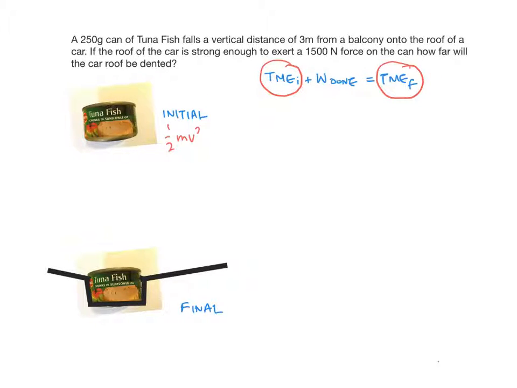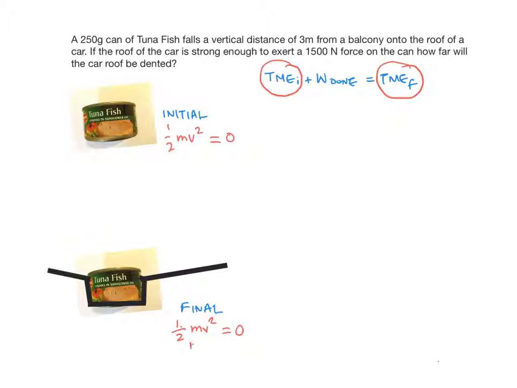The initial kinetic energy is given by half mv squared, and that is 0 because the object is released from rest. The final kinetic energy in this case is also given by half mv squared, which is also 0, and that is because the can is finally at rest. The final situation is considered when the can is at rest.